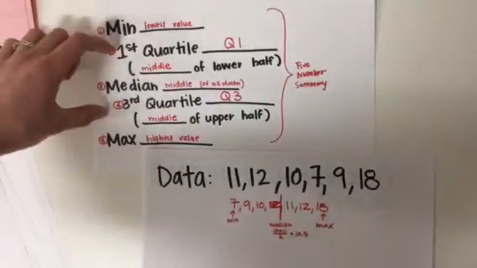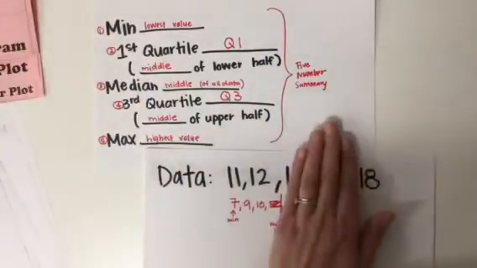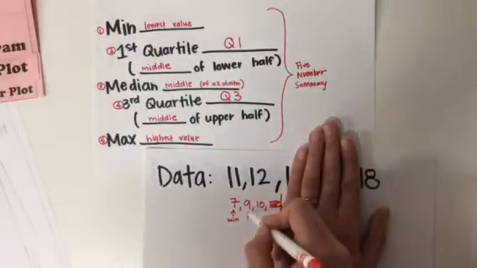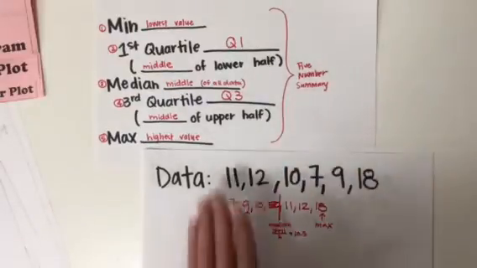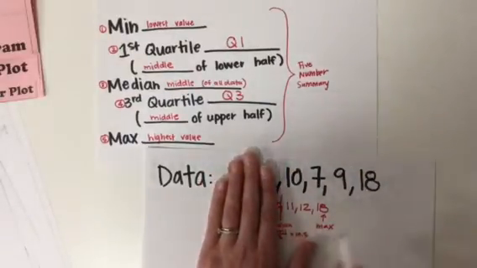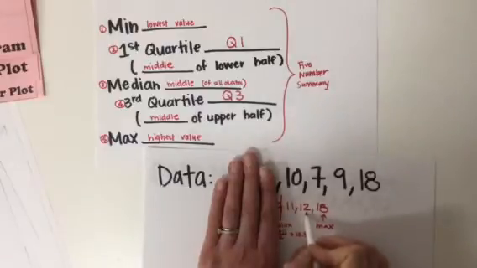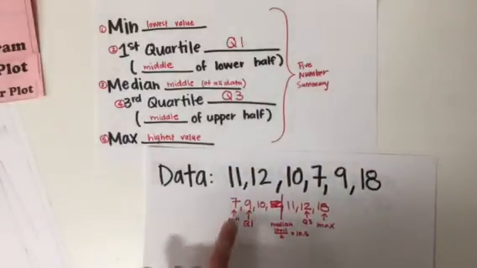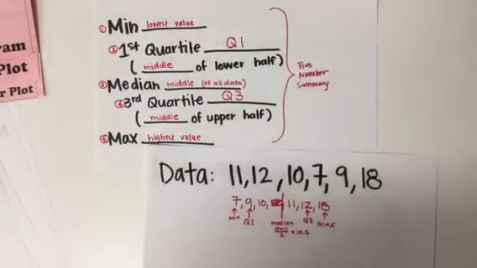Next, we need the first and third quartile. So we're going to look at just the lower half of the data, and we want the middle number of the lower half. In that case, that will be 9. Okay, now we're going to just look at the upper half of data. On the upper half of our data, the middle number is 12. So that's going to be Q3. Okay, now we have our 1, 2, 3, 4, 5-number summary.